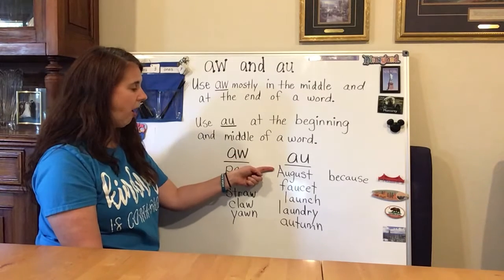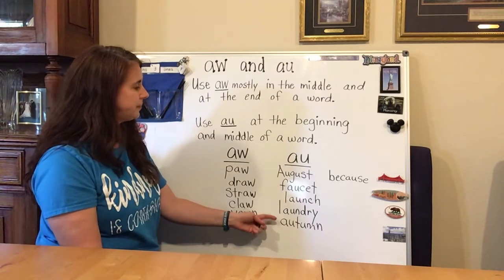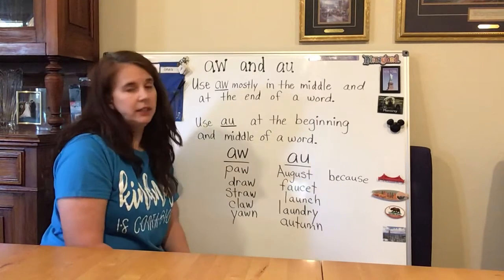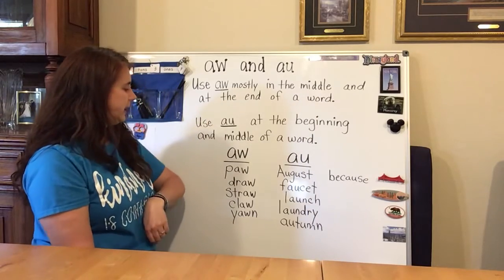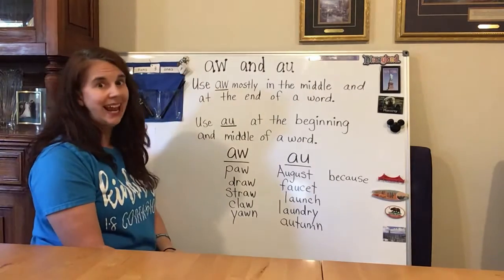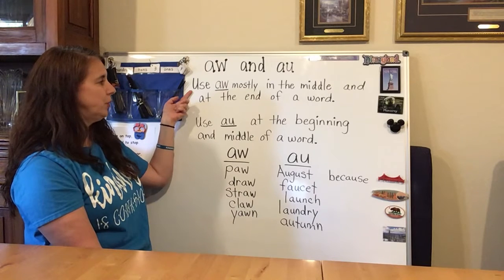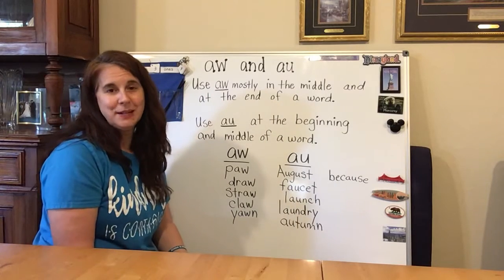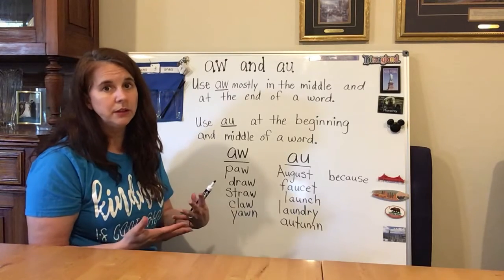So here we have August and autumn. Our "ah" is at the beginning of the word. But in faucet, launch, laundry, and because, the A-U is in the middle of the word. So again, let's review when to use A-W and A-U. Use A-W mostly in the middle and at the end of a word. Use A-U at the beginning and middle of a word. So I hope that kind of helps you distinguish when to use what word that makes the same sound.